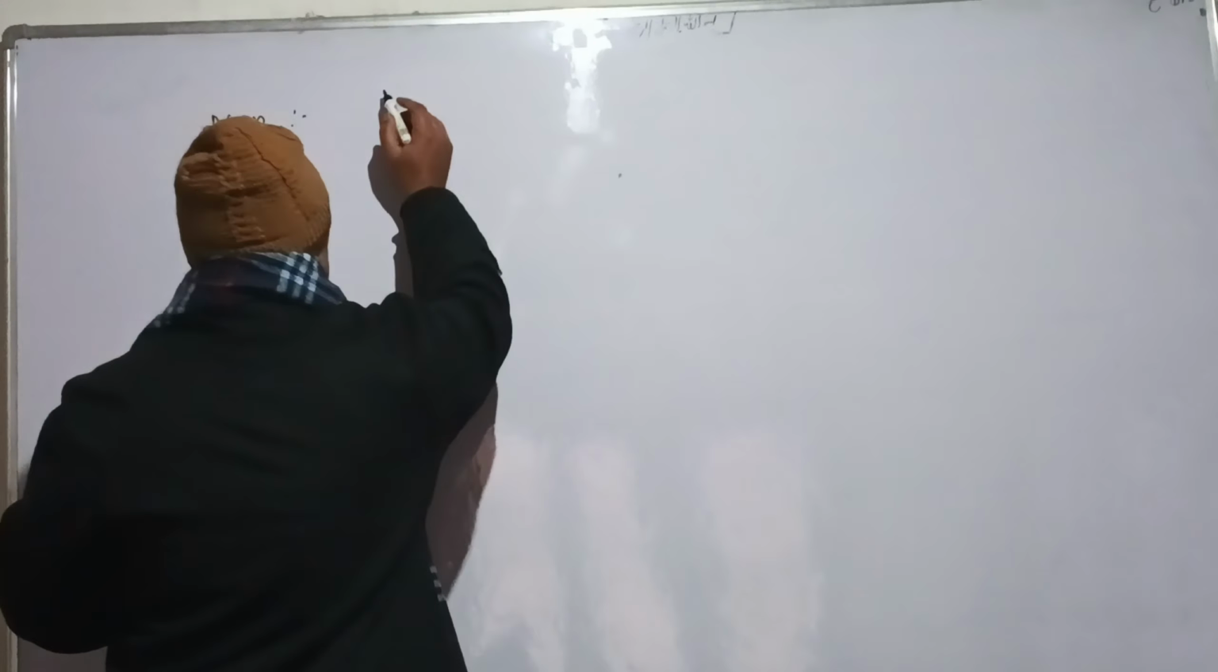A noun is a person, place, or a thing. So, how can you define a noun? A noun is a name of person, place or a thing.